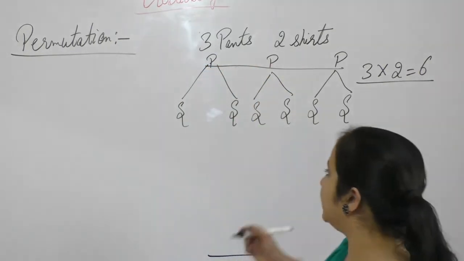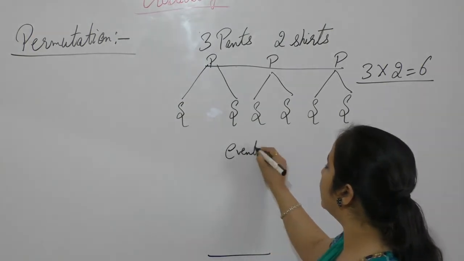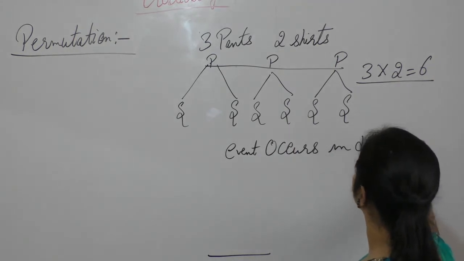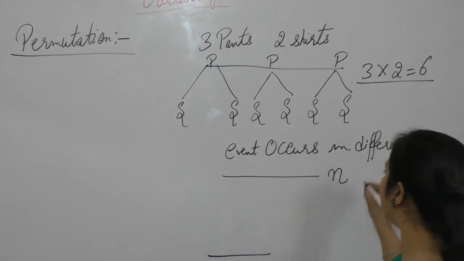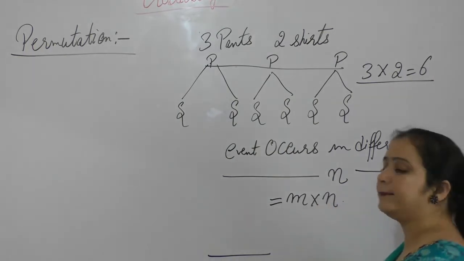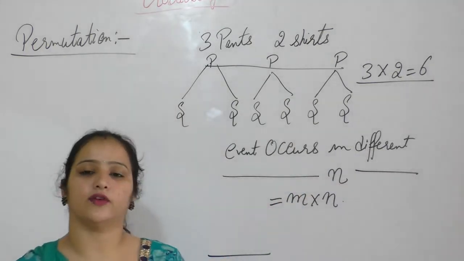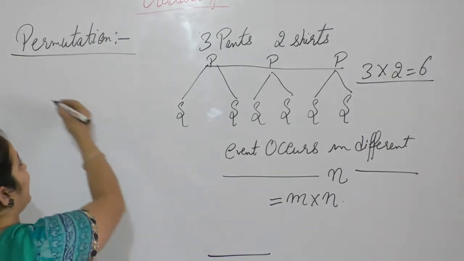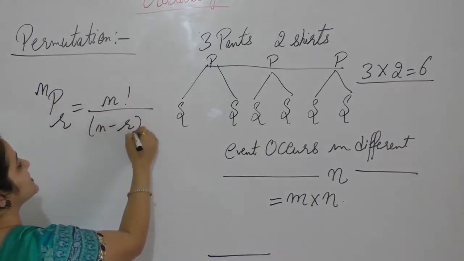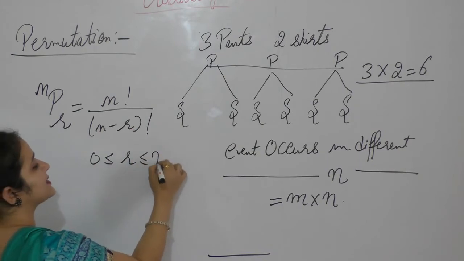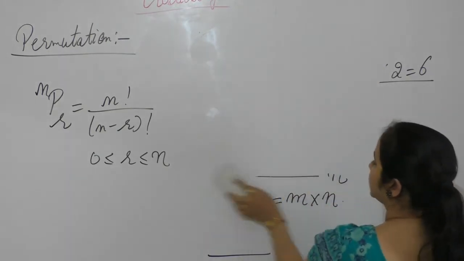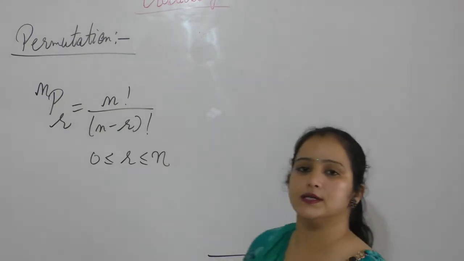So we can say that if an event occurs at m different times and another event follows which occurs at n different times, then the total number of occurrences is m into n. We have the formula for permutation nPr equals n factorial upon n minus r factorial, where 0 is less than r less than n. Now in permutation, we have 2 cases: one when the repetition is allowed and the other is when repetition is not allowed.